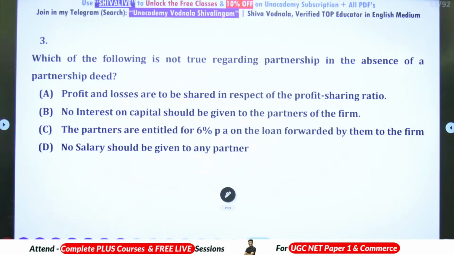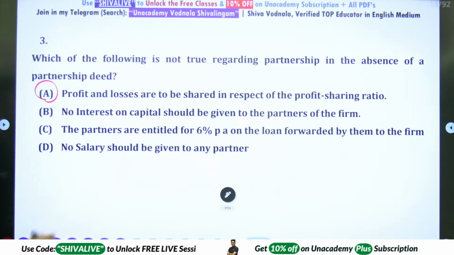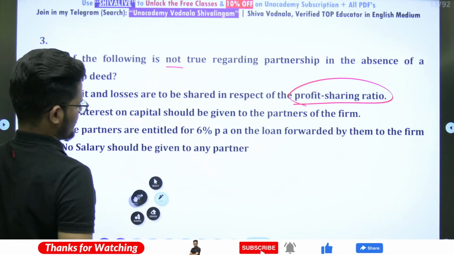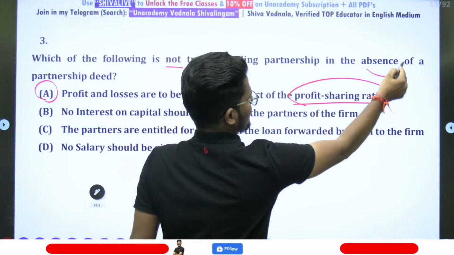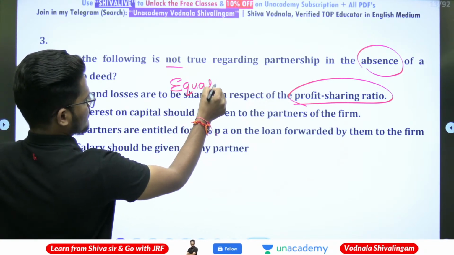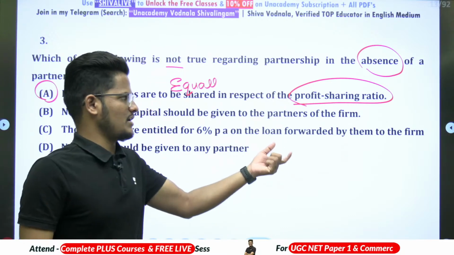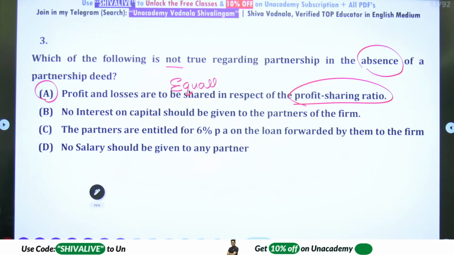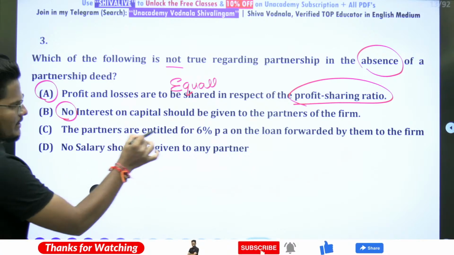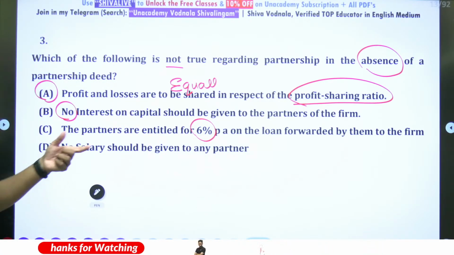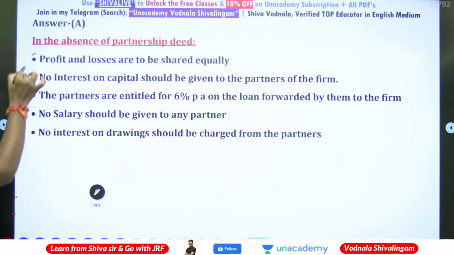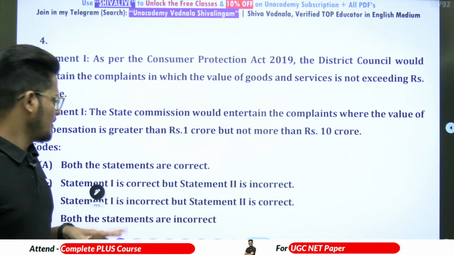In the absence of a deed, equal. Okay, so option A is the given answer: profit and losses shared in respect of the profit sharing ratio is not true in the absence of the partnership deed. When the partnership deed is not there, the profit and loss sharing should be equal. It should not be in a profit sharing ratio, because it must be an equal ratio when the deed is absent. So that is why statement A is not true. The remaining statements are correct, because no interest on capital will be paid, interest on loan at the rate of 6% per annum will be paid, and no salary should be given to any partner. These are the 5 things in case of absence of the partnership deed. Next.